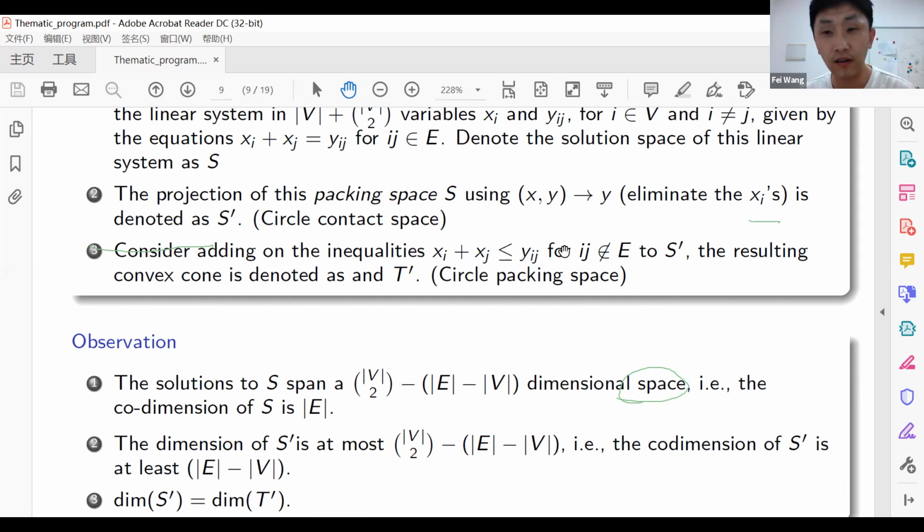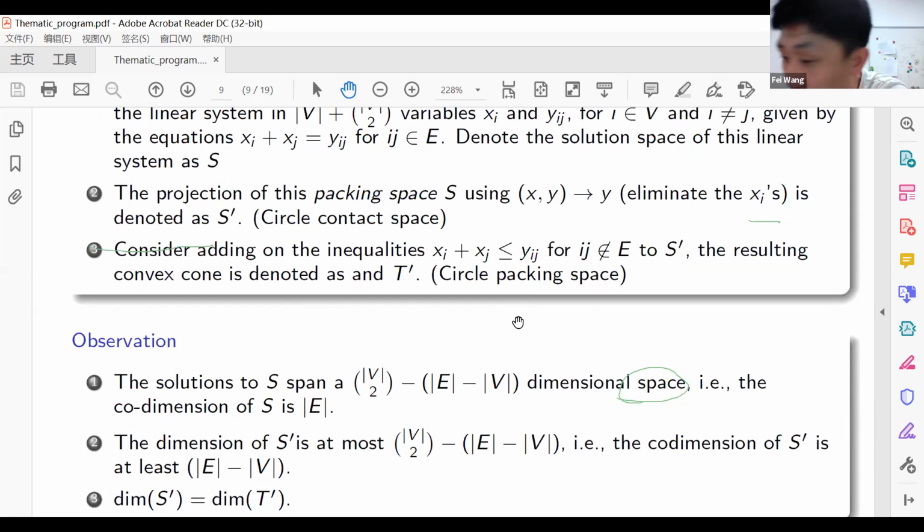So if we add this xi plus xj less than or equal to yij, then we are actually imposing the circle packing constraint for the non-edges, right? Maybe I should briefly say something about the circle packing stuff.